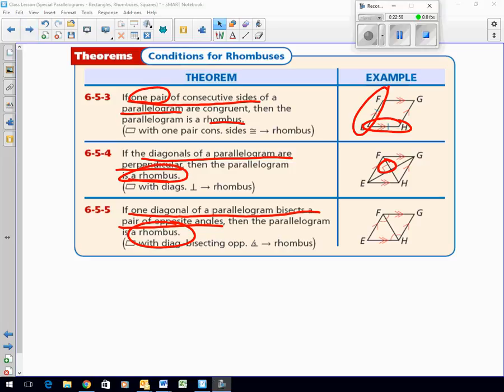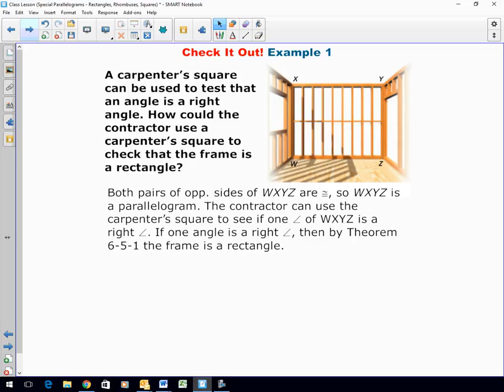All right. Look at this. Watch this in real life. Okay. Well, a carpenter's square can be used to test that an angle is a right angle. How many of you have ever done any carpentry work and used a thing we call a square? Very helpful. How could the contractor use a carpenter's square to check that this is a rectangle? Think about this.